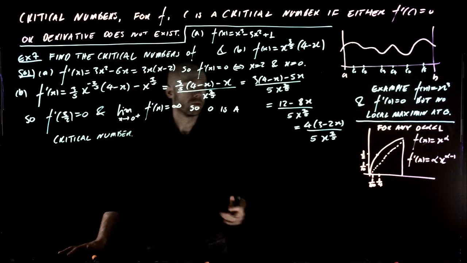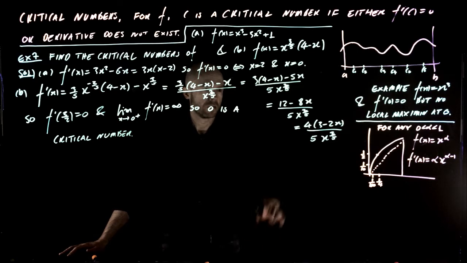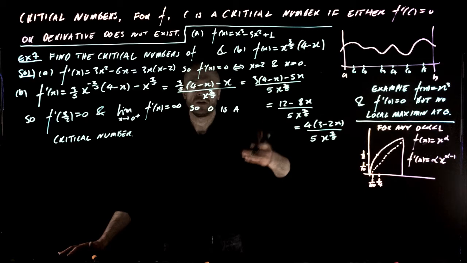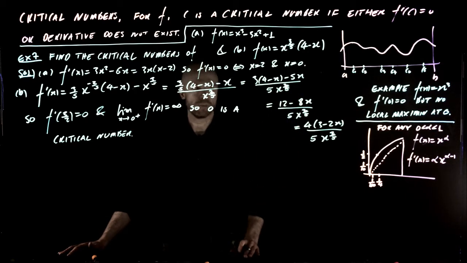And those are the only two critical numbers. So the top will only be 0 if the bottom is non-zero when x is equal to 3 over 2. And when x equals 0 on the bottom, then again the derivative doesn't exist, so that's a critical number. So those are the only things that will be a critical number. Away from 0, this thing is fine. If the derivative exists, we have no problem.